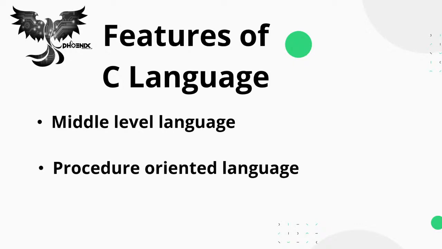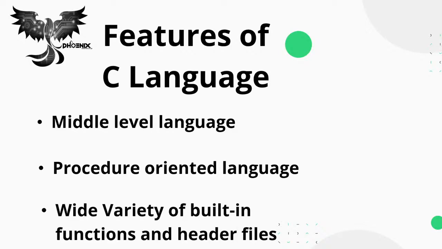And it is a procedure oriented language. It is very important to know that C is procedure oriented, and C++ is object oriented. Since you are new to C programming, it's important to know the difference between procedure oriented and object oriented languages. Procedure means functions. Everything we code in C is totally function oriented. Object oriented languages like C++ and Java use objects and classes. So C contains all the functions.